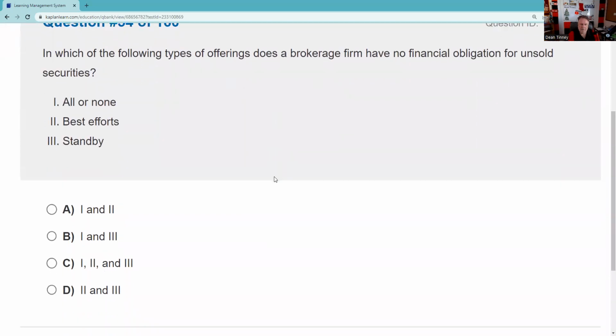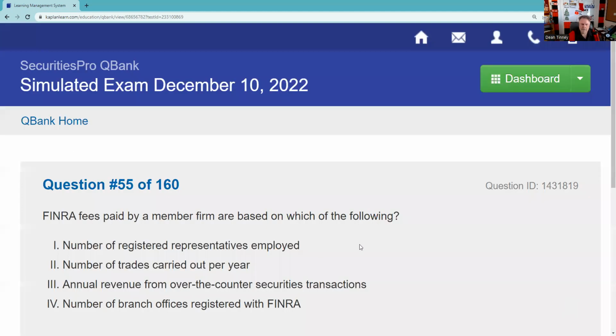In which of the following types of offerings does a brokerage firm have no financial obligation for unsold securities? All or none? Yeah, all or none, right? Because it's all or none, so I return it. There's an escrow account. If we don't fulfill it, we give everybody back their money. 2, best efforts. Yeah, best efforts. I'm going to do my best to sell the securities, but I'm not willing to buy them personally. In a standby underwriting, I'm telling the issuer that whatever rights are not exercised by their existing owners, we will take and distribute. So a standby is a type of firm commitment underwriting used in a rights offering. So it's going to be A, 1 and 2, 1 and 2. Question 55.